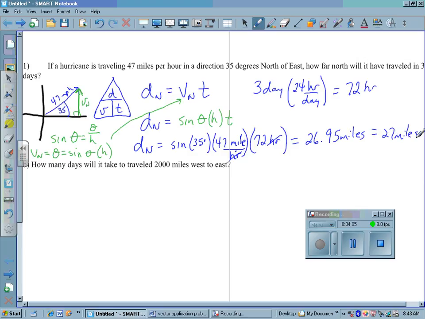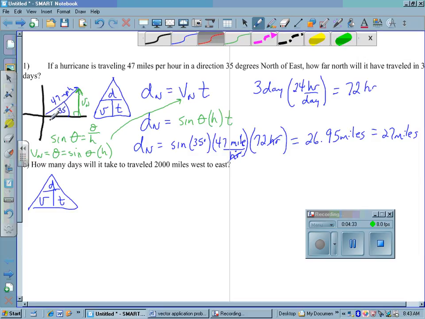Okay. Now to do part B, it says how many days, so I'm looking for time again. So I'm going to use that same triangle, velocity equals distance over time. But now it wants to know how many days will it travel 2,000 miles west to east. Well, that means the velocity, I can't use the north velocity. I can't use the 47 because it's going north and east. I've got to figure out what it is just in the east direction now. So going this way, this is my velocity in the east direction, or east-west direction.